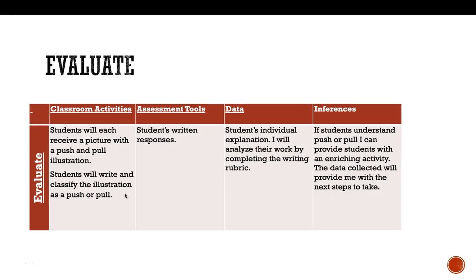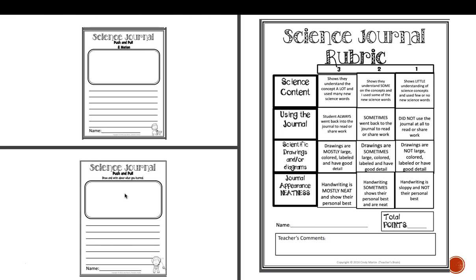And then for my evaluate piece, I would have students write about a push or a pull that they learned. For some students, I would give them a picture, where others I would have them create one on their own. That way I can differentiate between my levels. Students will classify the illustration as a push or a pull, and then tell me more. And then they would even have to draw another picture that matches, so they can label what they know. So their science journal writing piece, which is their evaluate piece, would look like this.